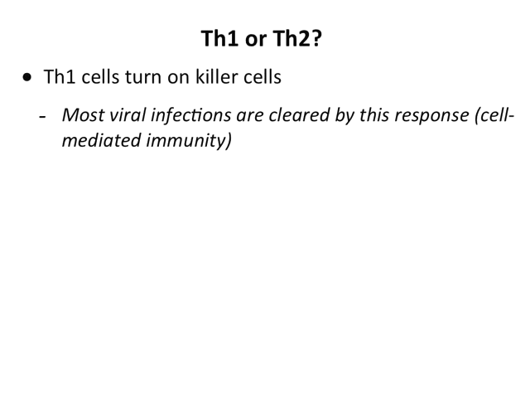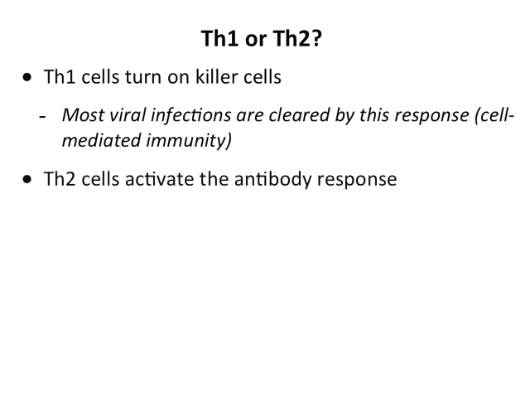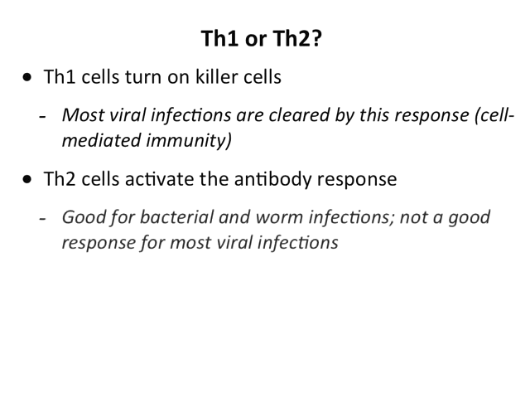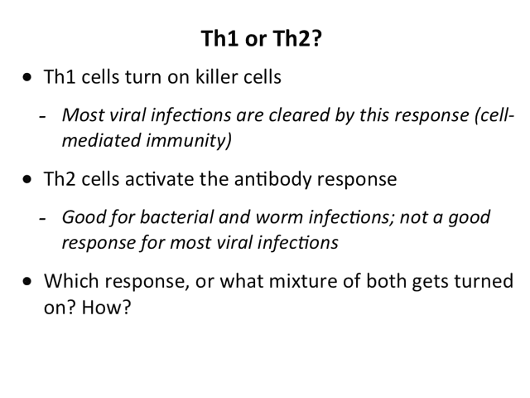Well, most viral infections, as I've said, are cleared by the Th1 cell, the cytotoxic T lymphocyte response. Th2 cells activate the antibody response. This is not a good response for most virus infections. Remember, with a few exceptions that I showed you, most virus infections, to be cleared, need a CTL response. This is good for bacterial and worm infections, to make antibodies, but not for virus infections. So what response do you get? What mixture of both gets turned on, and how?